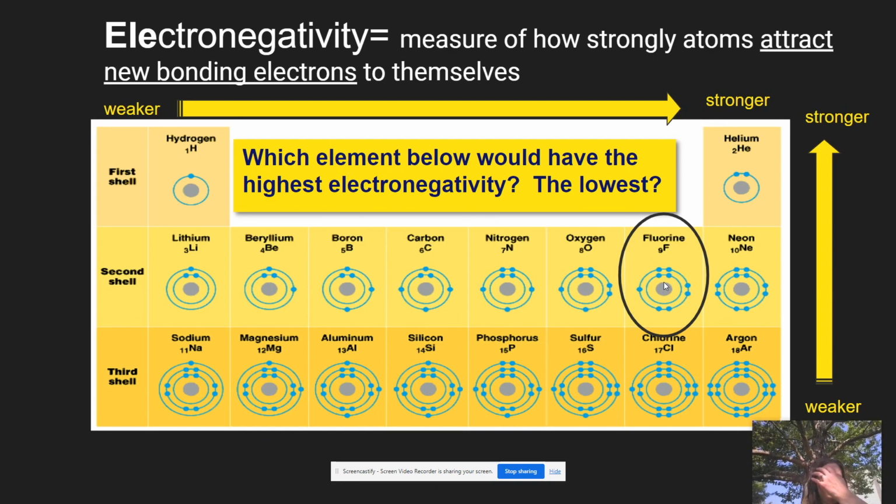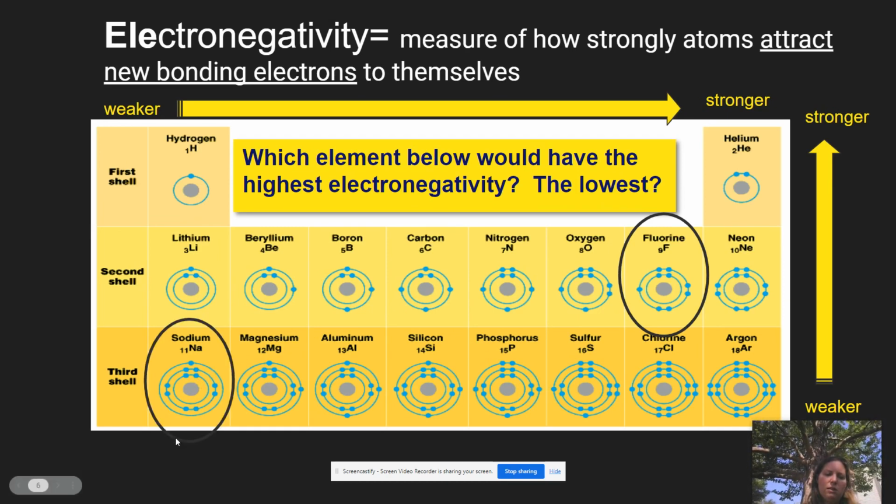The lowest electronegativity is going to be in the opposite bottom left-hand corner. So out of the ones shown, sodium has the lowest attraction for new valence electrons. But if you had the full periodic table here, the bottom left element would have the lowest electronegativity. And you can see this on your periodic table.